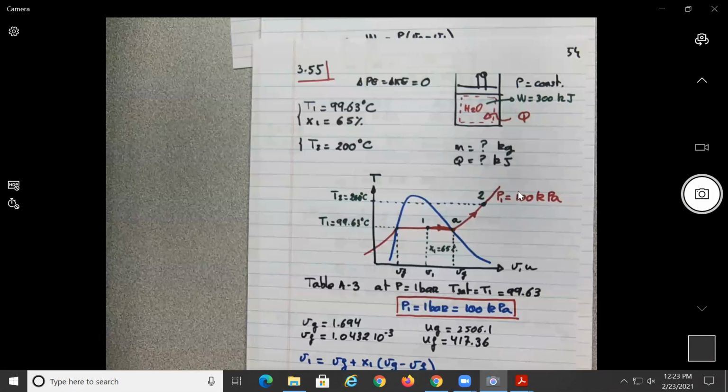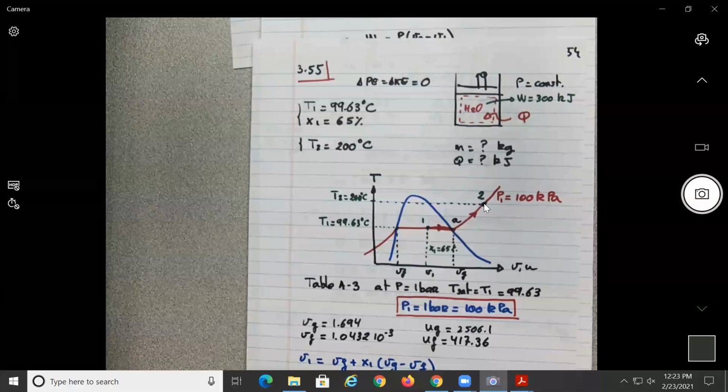All right. So next, we know that the final temperature is 200, and we know that the process is constant pressure, so we go along this line. If the temperature is 200, that means the state is going to be in the superheated vapor region. So I know we're going to be somewhere over there. Now that we know we are here, I need to go to the tables for superheated vapor, which is table A4. From table A4, I'm able to get the values for V2 and U2.